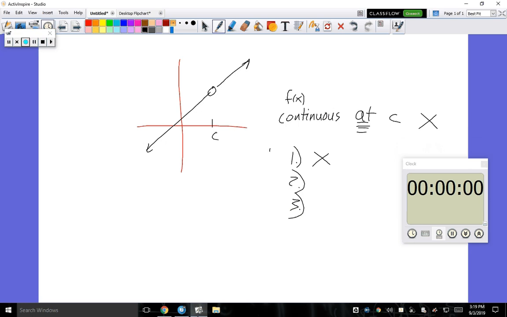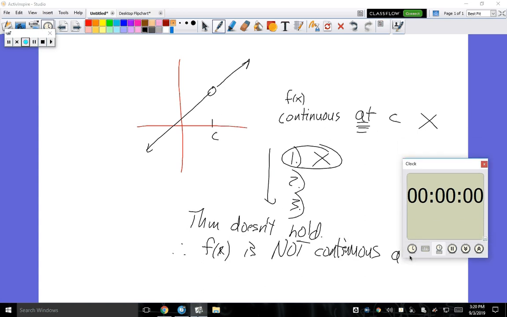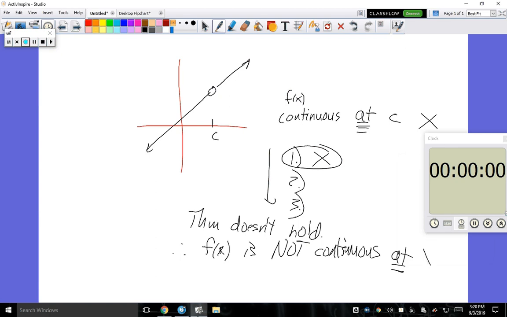So as soon as, remember, all 3 have to be true to even stand a chance of being continuous. If any one of these 3 are not true, then you could just say, because of this right here, theorem doesn't hold. Therefore, f of x is not continuous, and I know it's subtle, but it's huge and important. It's all about derivatives at x equals c.